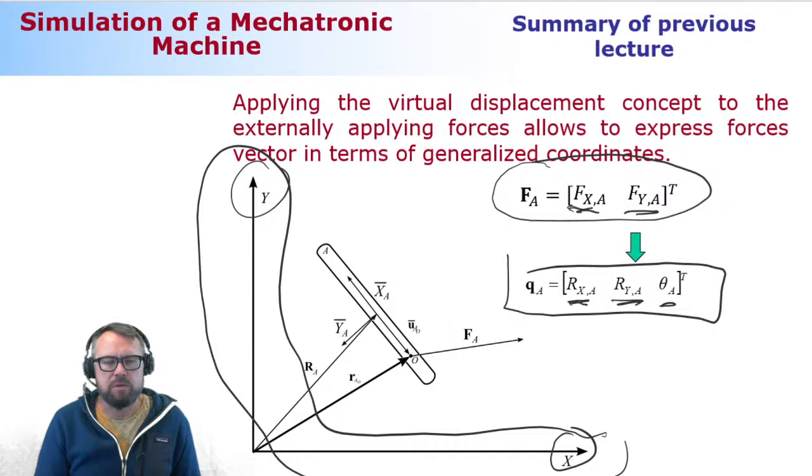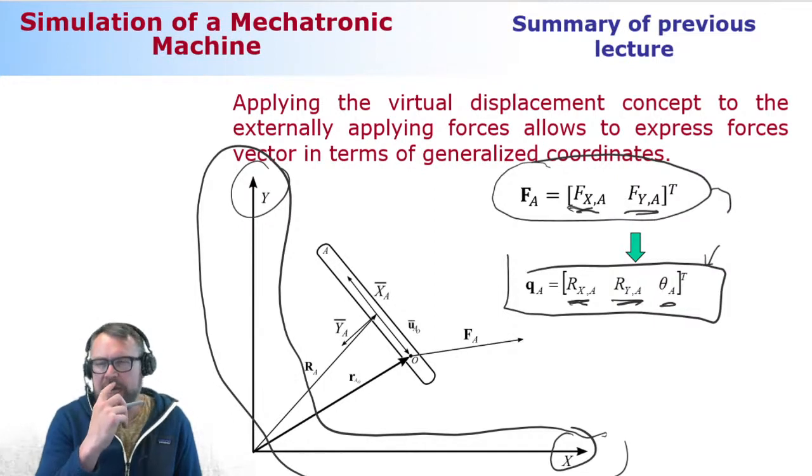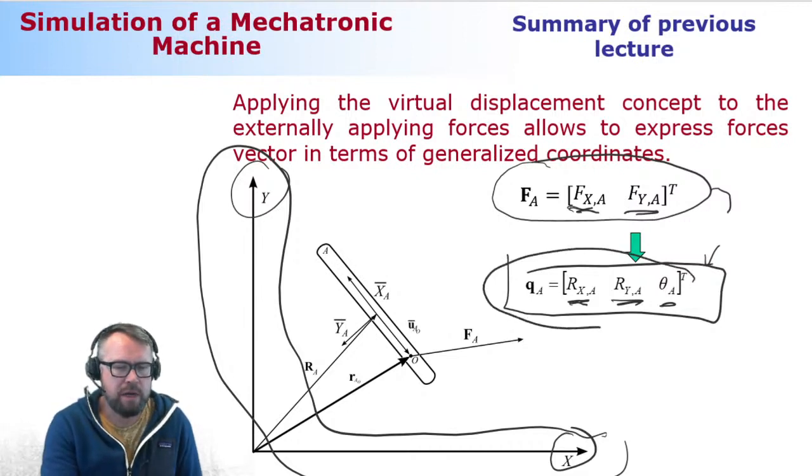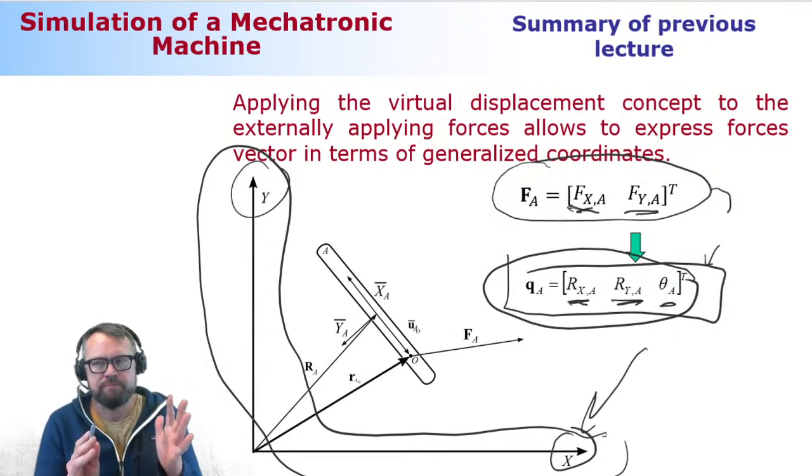Now what we want to do is systematically convert this force of two components into a force of three components. And that's where the concept of virtual work and virtual displacement becomes handy, because it can introduce the mapping between generalized coordinates and global coordinates. That's exactly what I wanted to do here. So that's a critical thing.